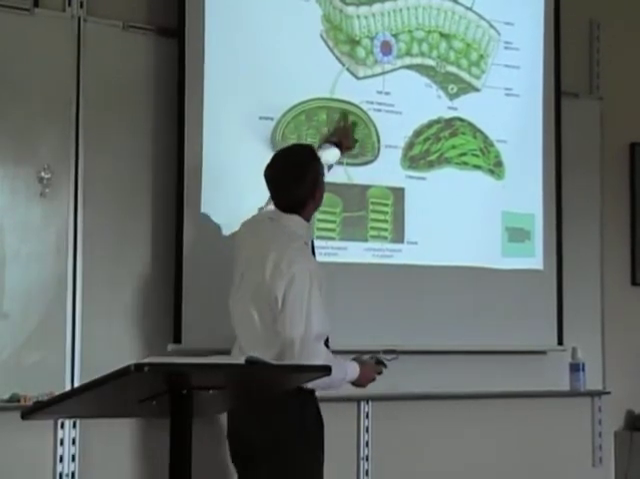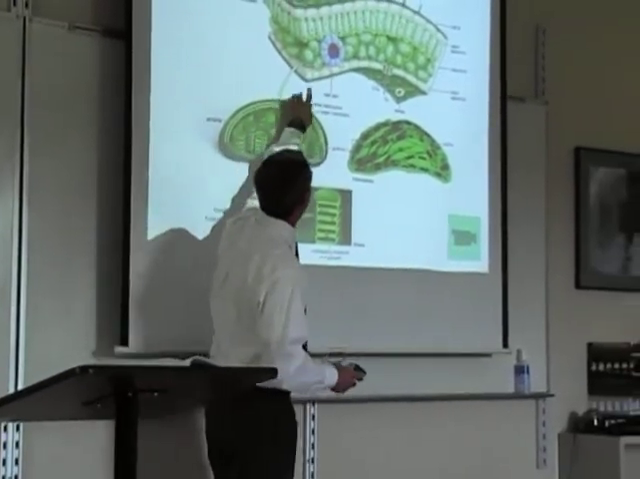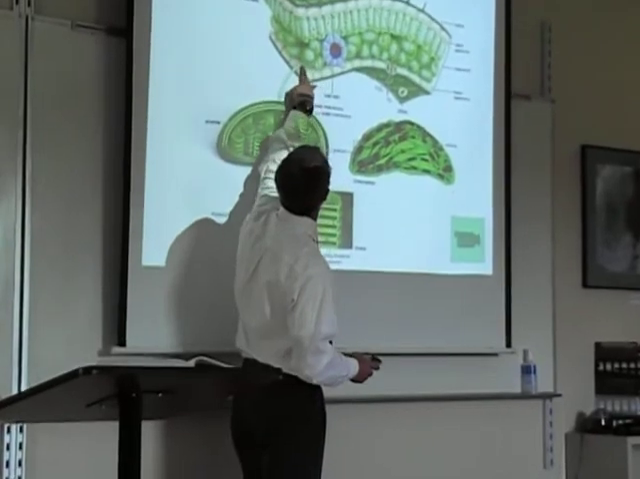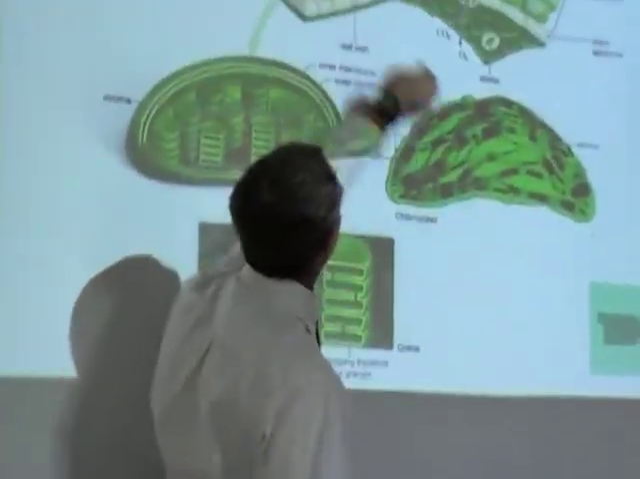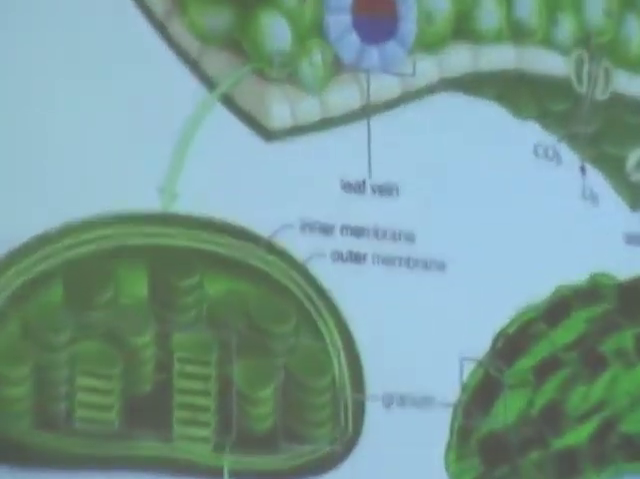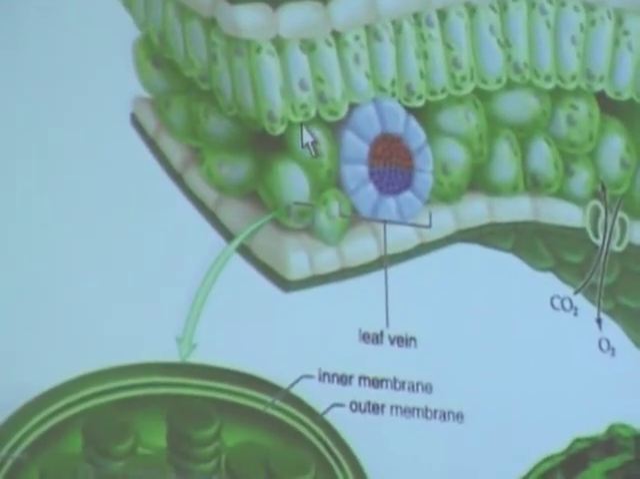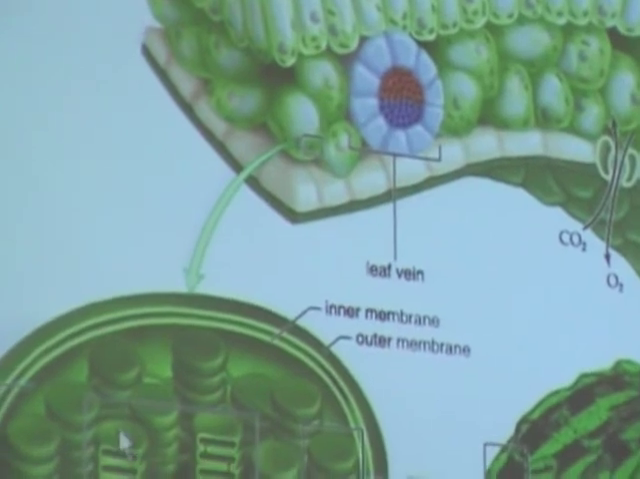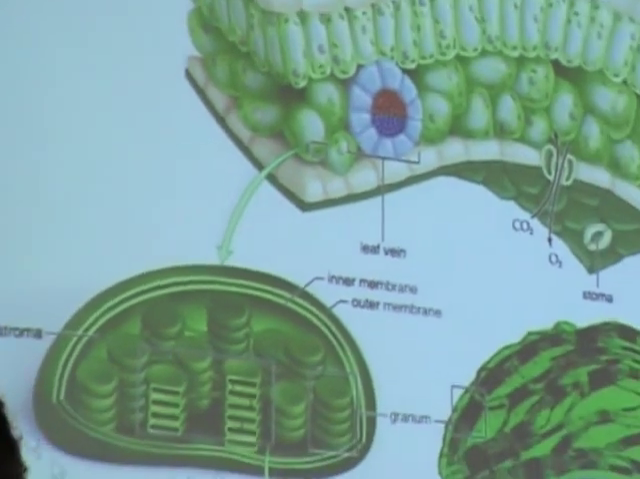Now let's take a close look at one of these chloroplasts. What I'm talking about is the little green dot. If you look at these cells, you can see the green dots in there. Let's look up close at one little green dot, shall we? There it is. Real big. We've made it bigger.